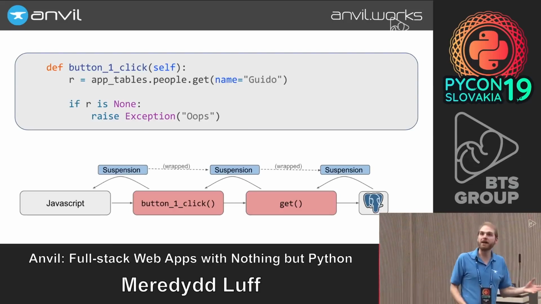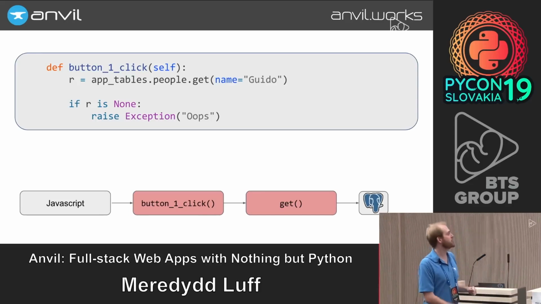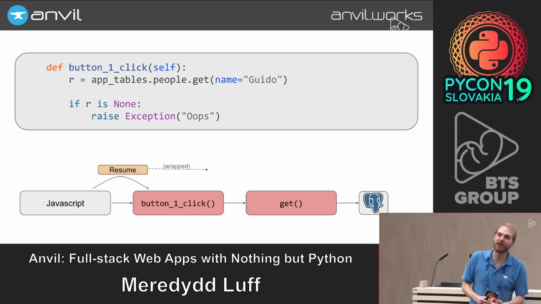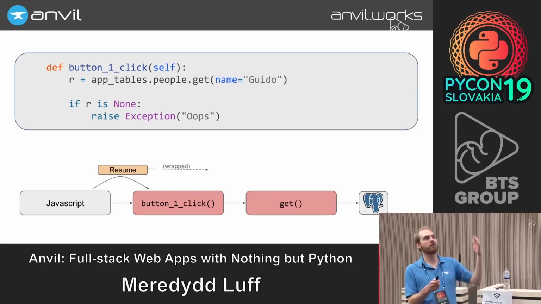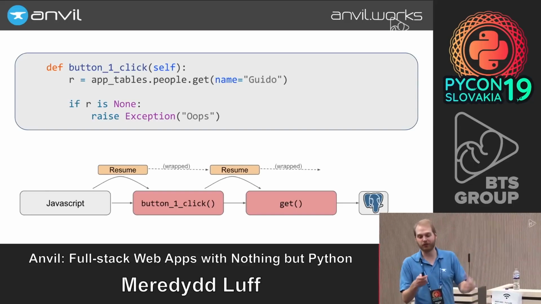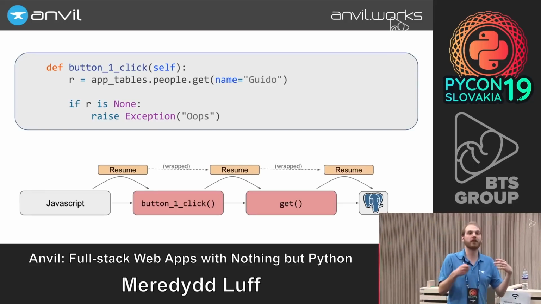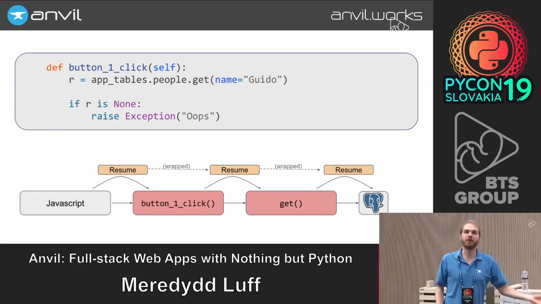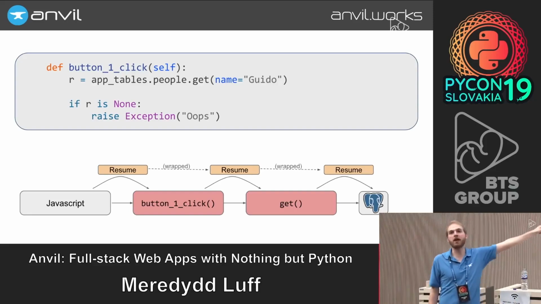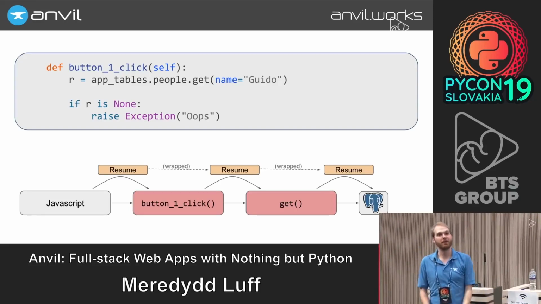Of course, a few milliseconds later, the database comes back and says, got your data. And so the JavaScript resumes that suspension, which jumps to the right place in the function, restores all the locals, restores all the temporaries, and then resumes the suspension, which jumps to the right place in get, restores all its locals and temporaries, and calls into the database call to resume it, which of course returns immediately with the data, and now we're back to normal execution. And that's how we turn blocking Python into non-blocking JavaScript.